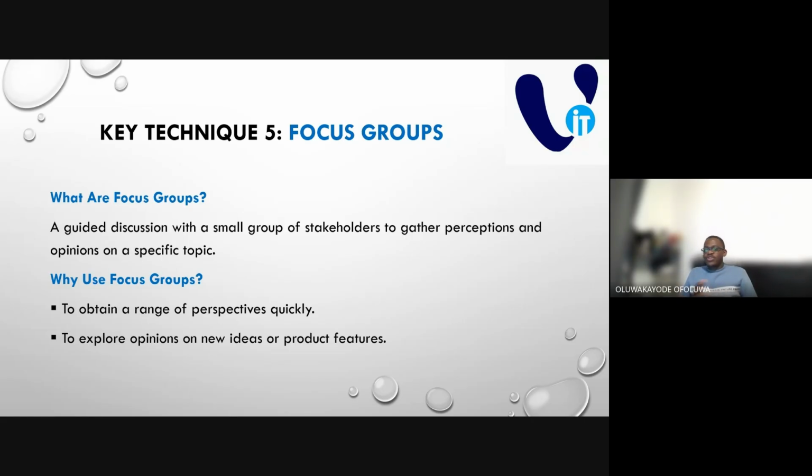Why do we use focus groups? We use them to obtain a range of perspectives quickly. On this thing that we are doing, what can we do about it? What do you think we can add to it? What do you think we need to remove? What are the pain points for this thing? We use them to explore opinions on new ideas or product features.